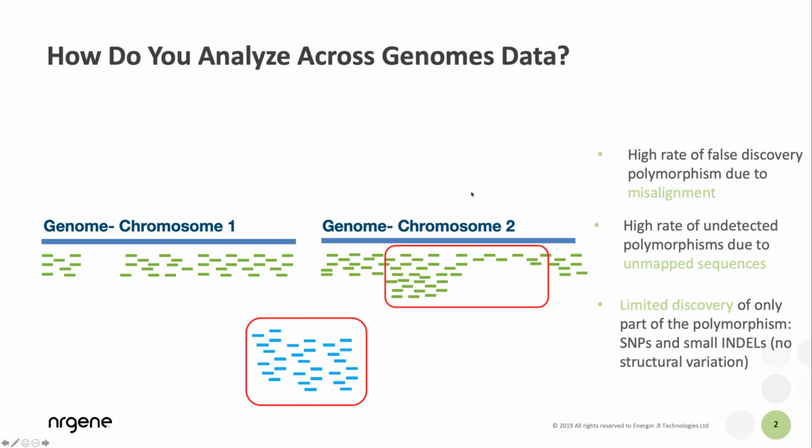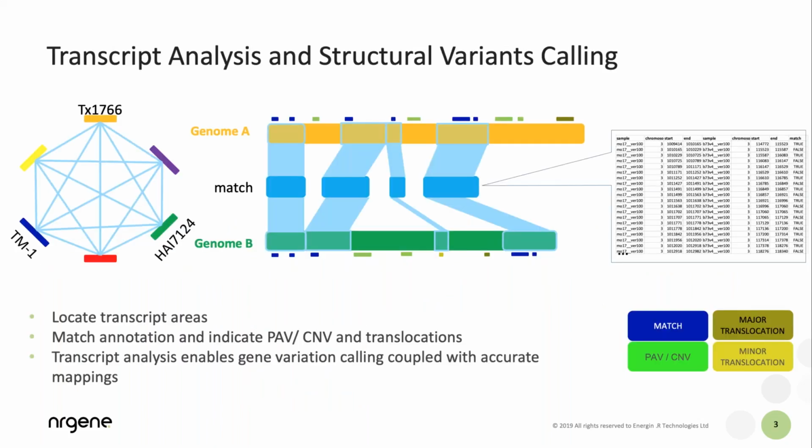This leads to a high rate of false discovery of polymorphism due to misalignment, a high rate of undetected polymorphism, as shown there in blue. In the gaps, you're not detecting polymorphism, and you have limited discovery of only a part of the polymorphism. You're not able to detect all of the SNPs or all of the structural variation.